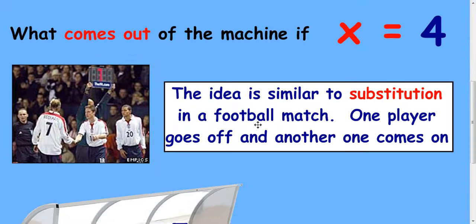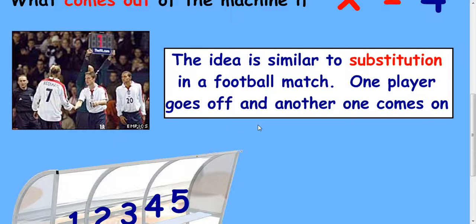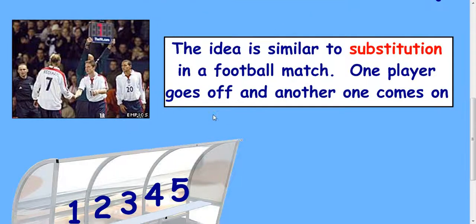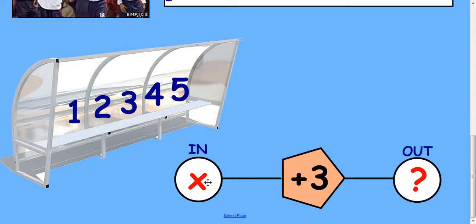So the idea behind substitution is the same idea as substitution in a football pitch. If one player goes off, then another one comes on and replaces them. And in this scenario, the x goes away, and you can replace it with a number. So 3 plus 3 would be 6. Or you could replace the x with a 5. And 5 plus 3 would be 8.